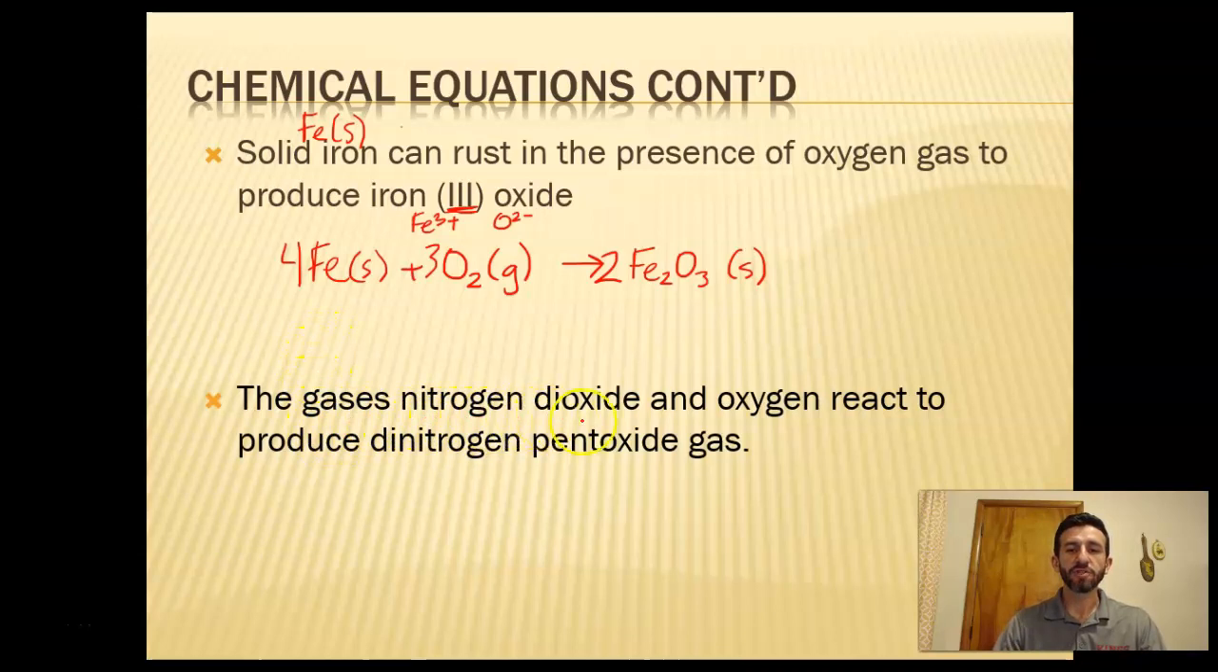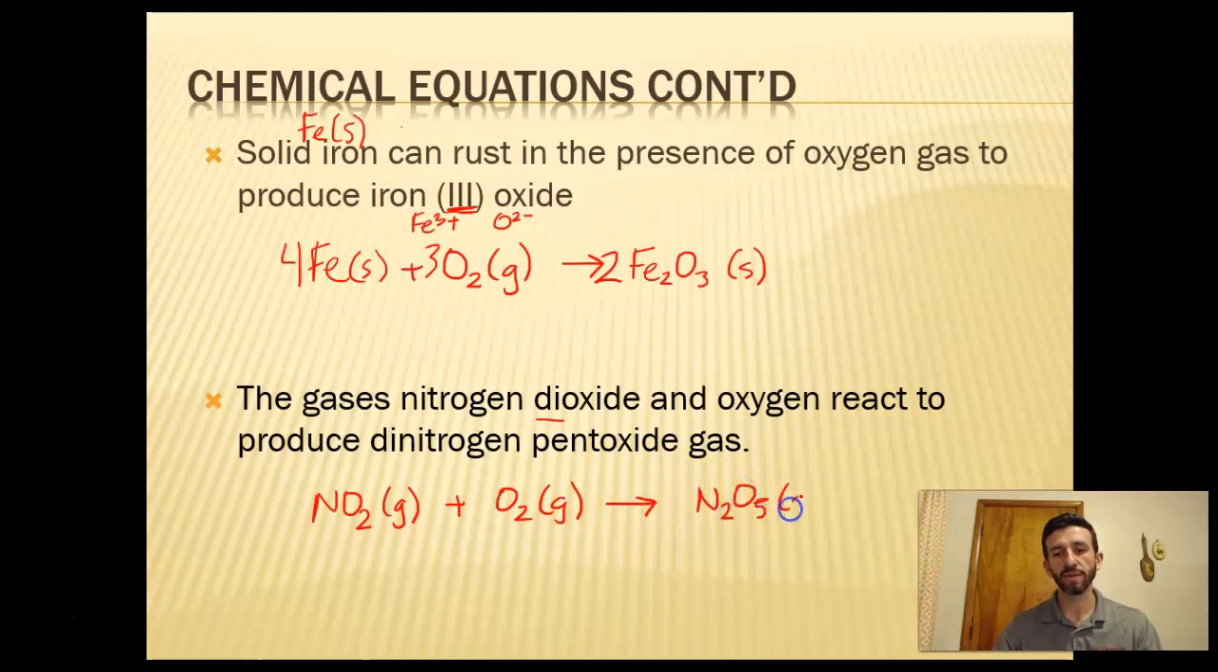The gas nitrogen dioxide and oxygen react to produce dinitrogen pentoxide gas. Okay, so all of these here are covalent, so I'm not going to worry about the charges of anything. So it says the gas is nitrogen dioxide and oxygen. So nitrogen dioxide is going to be NO2 gas plus oxygen gas. And it's saying that it's producing a third gas, dinitrogen pentoxide, so that's N2O5 gas. Again, these are covalent. I'm not worrying about the charges.